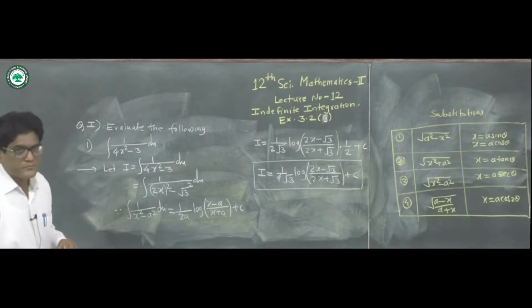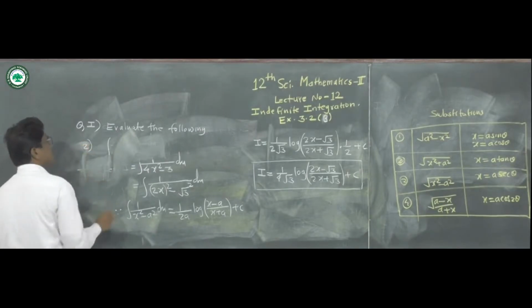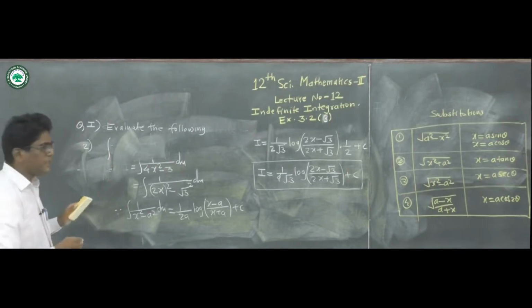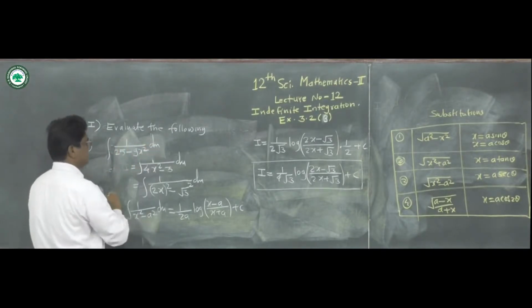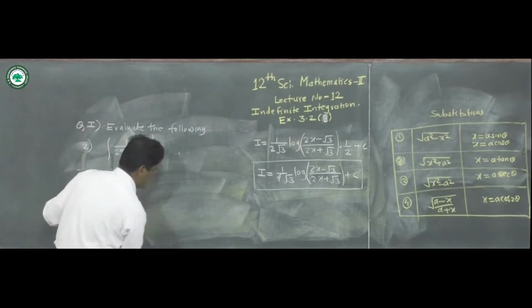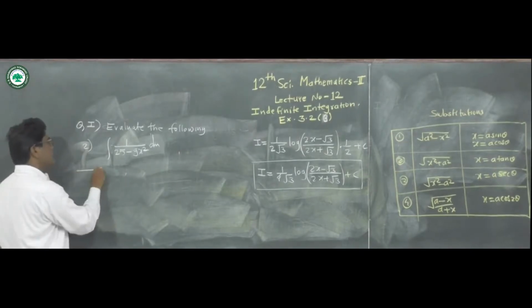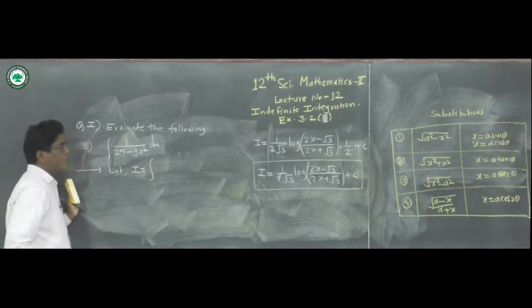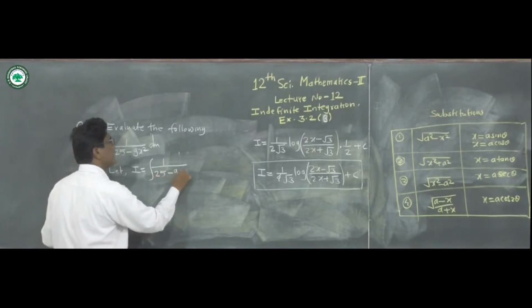Now we see the second problem. Second problem is integration of 1 upon 25 minus 9x square dx. Now here also firstly call this as I. So let I is equal to integration of 1 upon 25 minus 9x square dx.